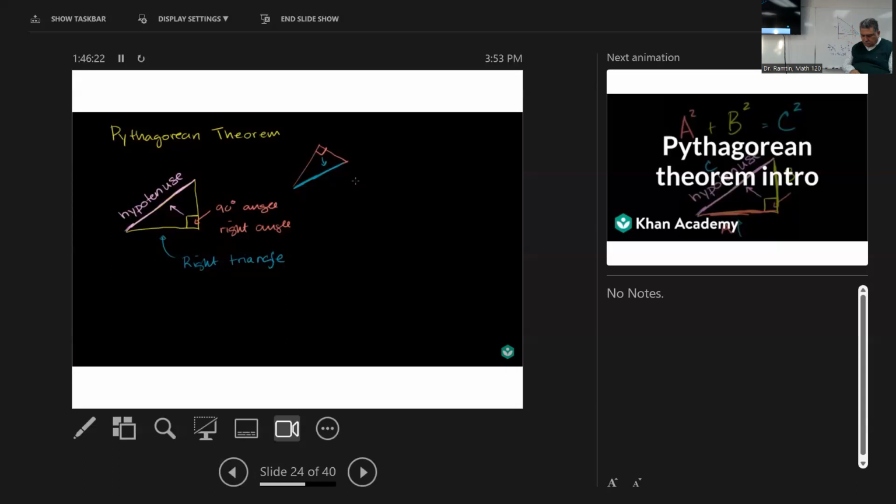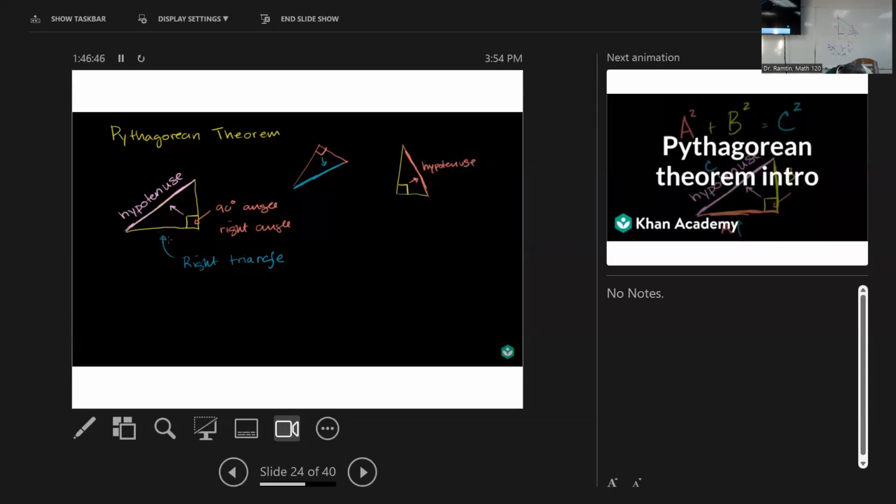Let me do one more just so that we're good at recognizing the hypotenuse. So let's say that that is my triangle, and this is the 90 degree angle right there. And I think you know how to do this already. You look at what it opens into, that is the hypotenuse. That is the longest side. So that is the hypotenuse.